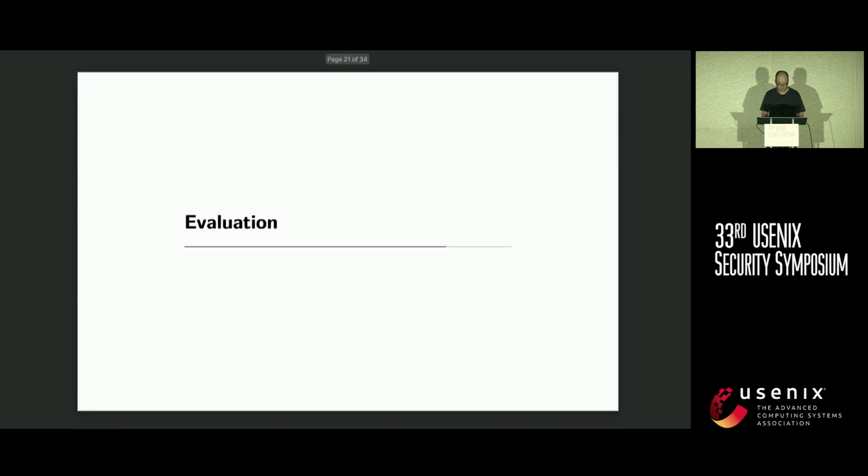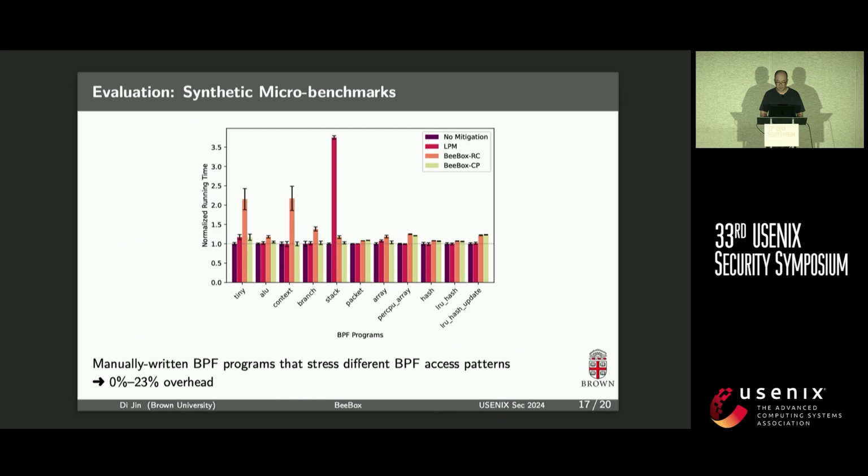So let's look at some evaluation results. This shows a synthetic micro-benchmark that we created with BPF programs that stress different kinds of BPF access patterns. These 4 bars are no mitigation, LPM, and 2 differently optimized BeeBox schemes. The most optimized version of BeeBox has 0 to 23% overhead, where it tends to be higher when the BPF program is helper heavy, whereas LPM has over 200% overhead when the BPF program is stack heavy because it inserts speculation barriers for stack accesses.